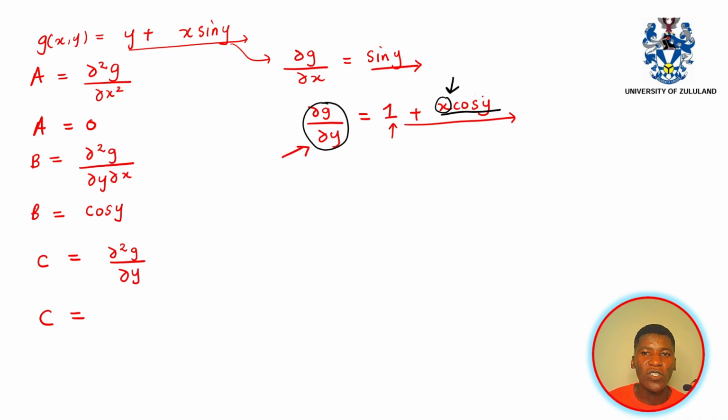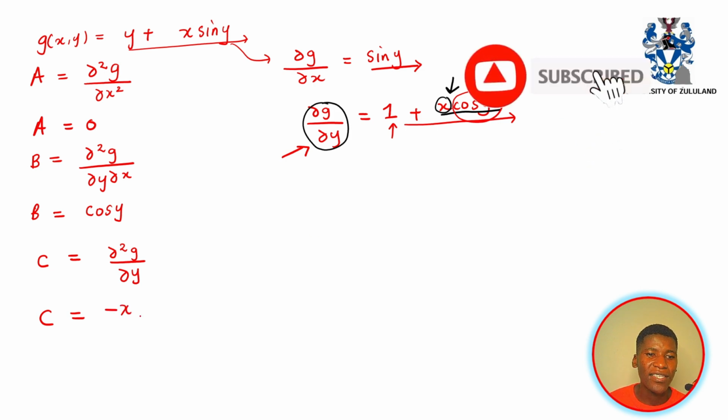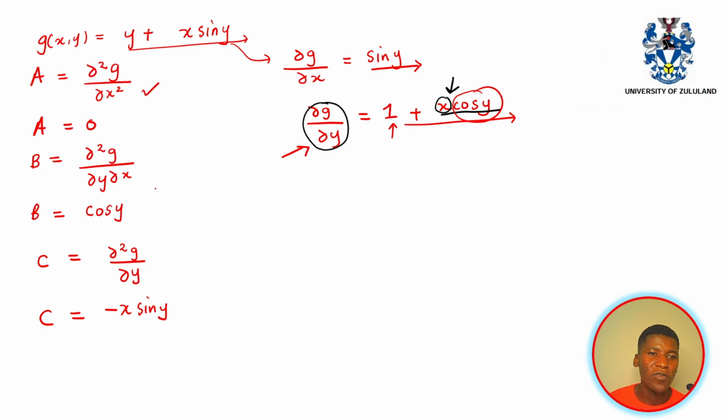Basically, we have got cos y in our equation. If we differentiate cos y, we are going to get negative sine y. And there's an x there, so this will be negative x sine y. So you've got the values of a, the values of b, and the values of c.